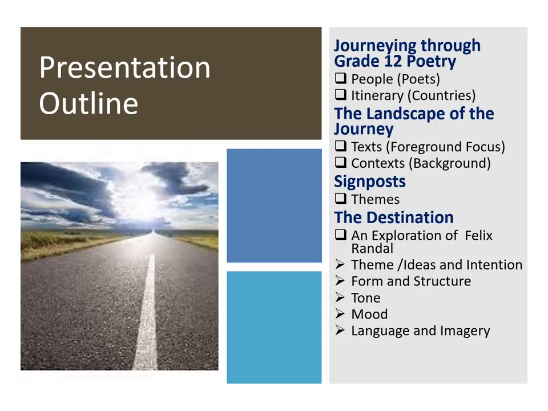Our presentation outline. We are journeying through grade 12 poetry. And in this journey, we are going to meet people who are the poets. And each one of those poets will come from a specific country. Every journey will have a landscape. And in this journey, the thing which is most important in the foreground is the text, the poem itself.